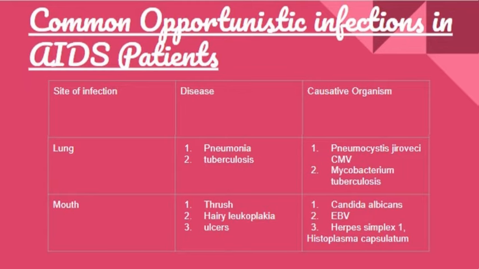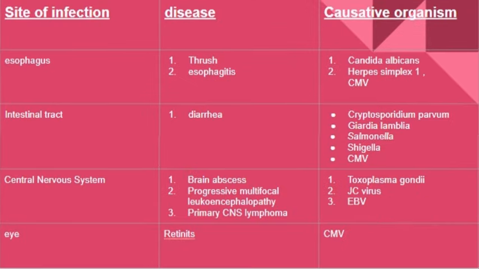Second site is mouth. In mouth, it could be either thrush caused by Candida albicans, or hairy leukoplakia caused by Epstein-Barr virus, or ulcers caused by herpes simplex 1 or Histoplasma capsulatum. Third site is esophagus. Thrush caused by Candida albicans, or esophagitis caused by herpes simplex 1 or cytomegalovirus.